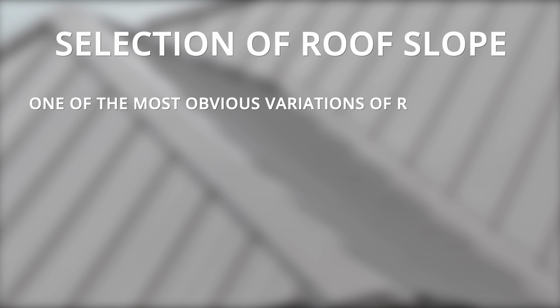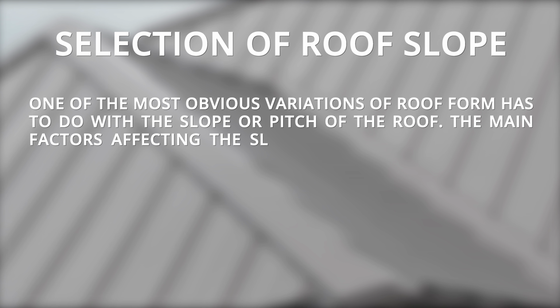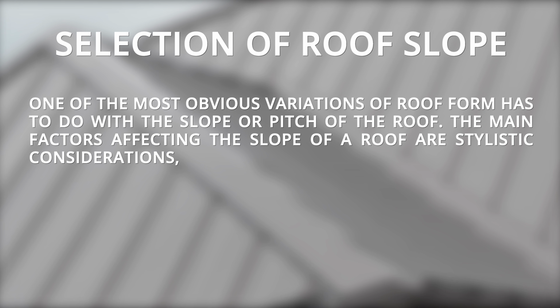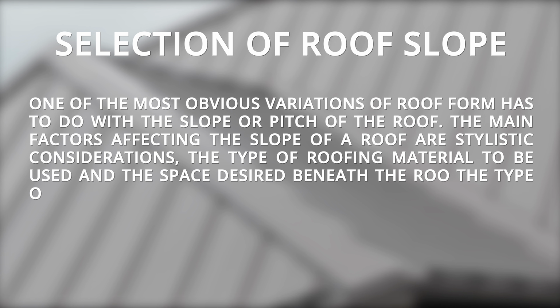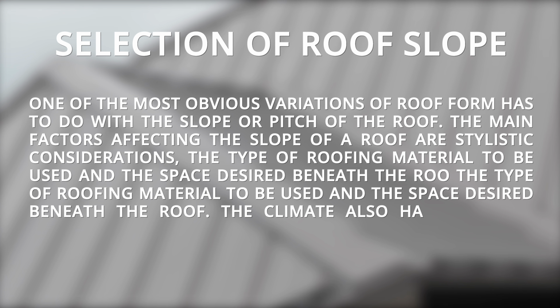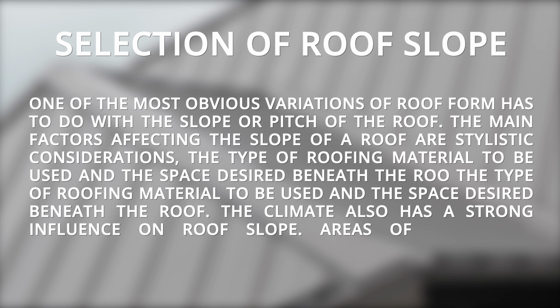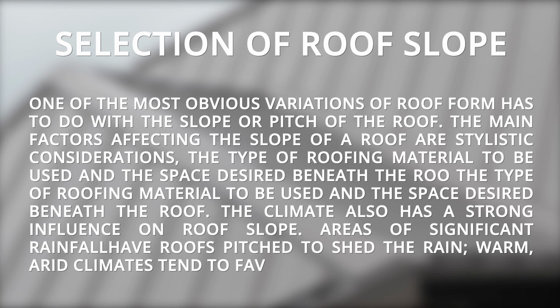Selection of a roof slope. One of the most obvious variations of roof form has to do with the slope or pitch of the roof. The main factors affecting the slope of a roof are stylistic considerations, the type of roofing material to be used, and the space desired beneath the roof. The climate also has a strong influence on roof slope. Areas of significant rainfall have roofs pitched to shed the rain. Warm, arid climates tend to favor flatter roofs.